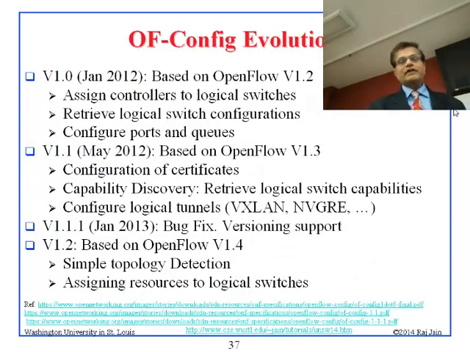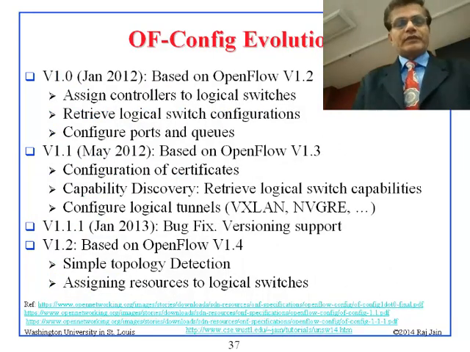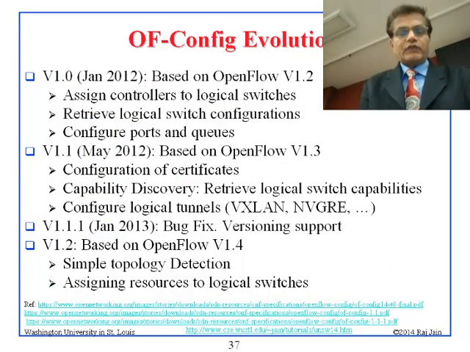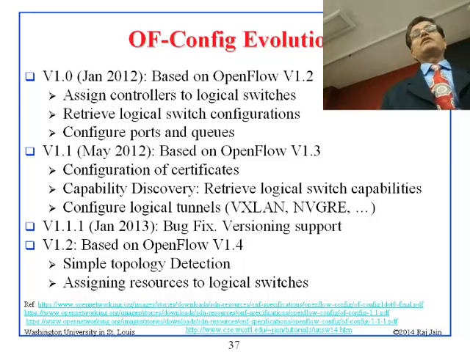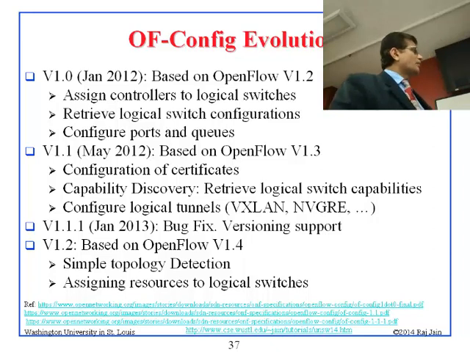Now, OF-Config has also gone through many versions: 1.0, 1.1, 1.1.1, and 1.2. Every time OpenFlow changes, the OF-Config changes because there are more features to be programmed. For example, the initial version may not have had to say that you have a group table of size so much. Now it has to say group table, right? So you need a new version of OF-Config. OpenFlow 1.2 is supported at 1.0 of OF-Config, which means it will support 1.0, 1.1, and 1.2. And then 1.1 supports 1.3, and so on and so forth.